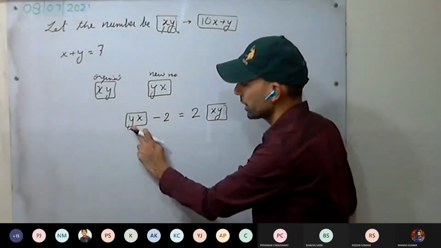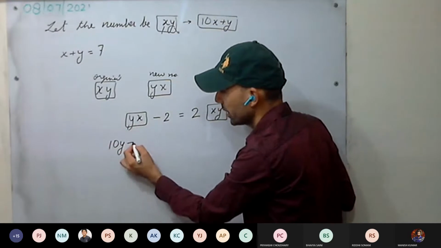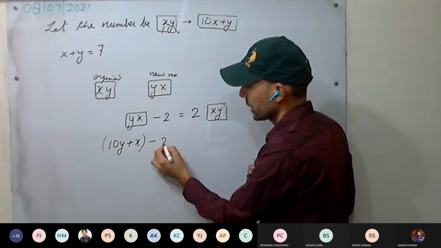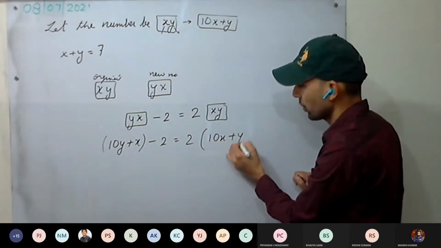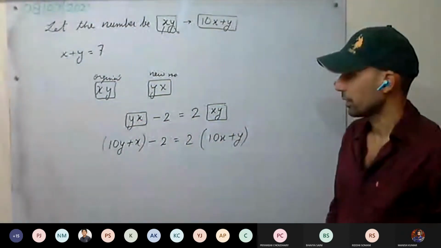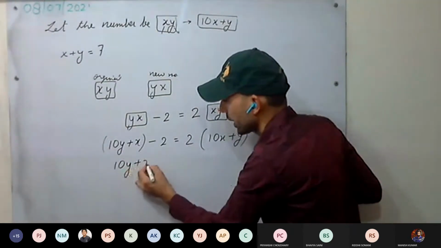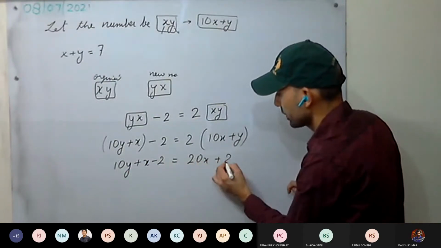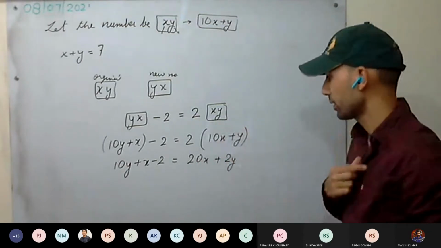Okay. Now, how can we write this number? We have to expand this one. It will be 10y plus x. This will be the number minus 2 equal to 2 into 10x plus y. We expanded the number. Solve them. It will be 10y plus x minus 2 equal to 20x plus 2y.